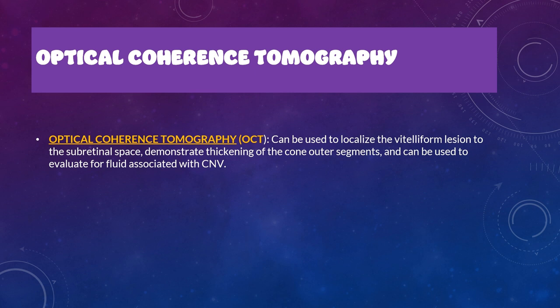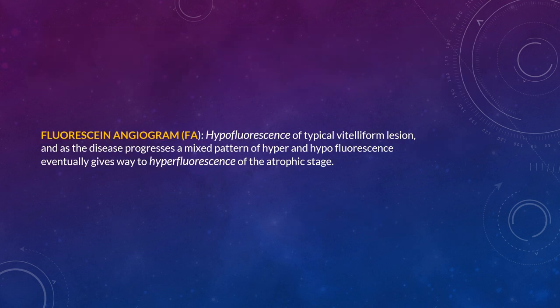Coming to the optical coherence tomography, in OCT, basically, you can make out the vitelliform material, which will look as a hyper-reflective material in the subretinal space. Okay, along with that, the photoreceptor outer segment will be actually thickened. Later, there will be scrambling, and you are going to see a mixture of the hyper and hypo-reflectivity. Sometimes you can see SRF also. That might be indicative of an underlying CNVM.